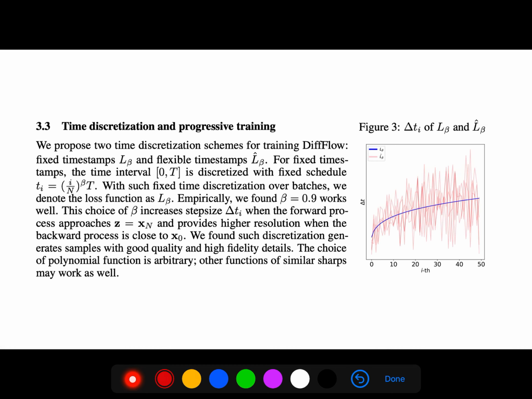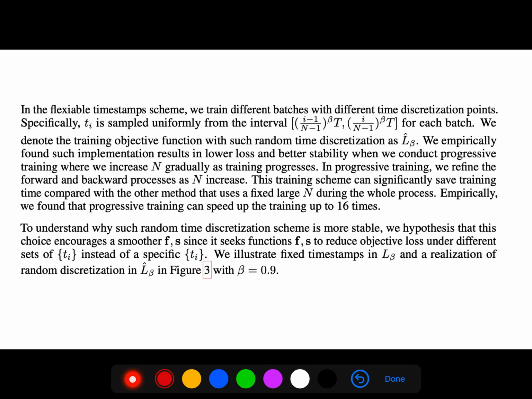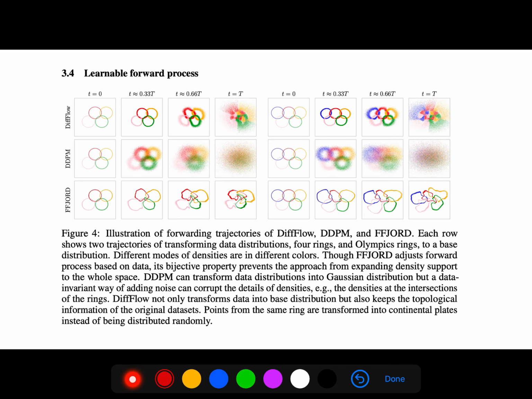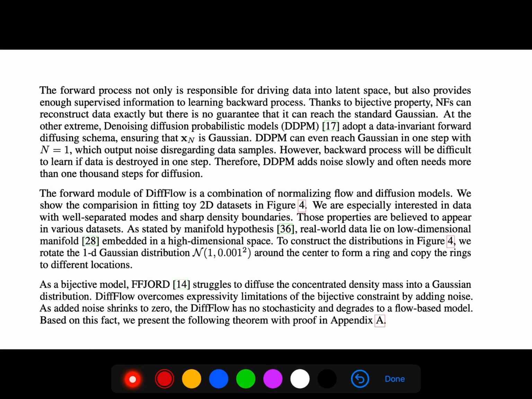So this is time discretization and progressive training. They propose two time discretization schemes. Here you see an illustration of forward trajectories of diff flow, DDPM, and FFJORD, and each row shows two trajectories of transforming data distributions. The forward module of diff flow is a combination of normalizing flow and diffusion models.